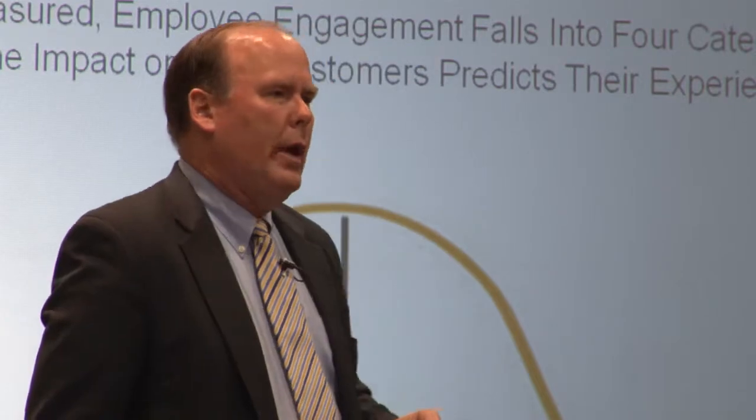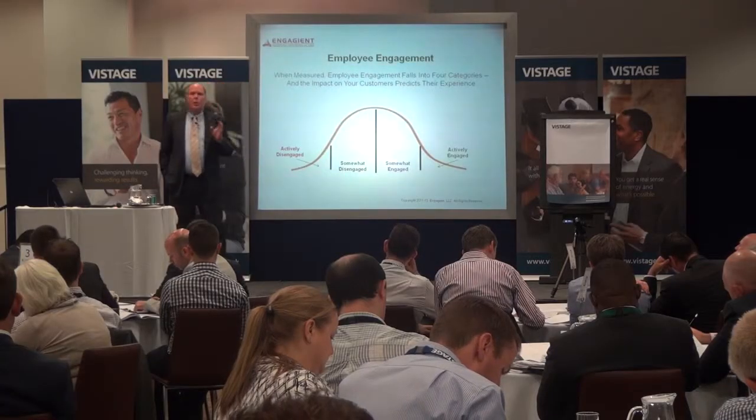The actively engaged are giving you 1.5 days' work for 1 day's pay. And it's not because they're working 12 hours. They just get more done during the day than anyone else. So their productivity multiplier is 1.5.